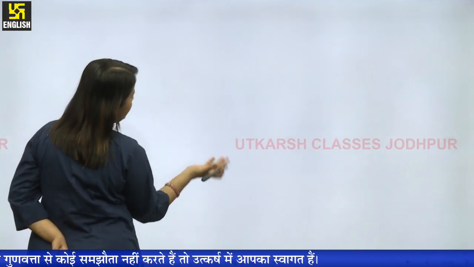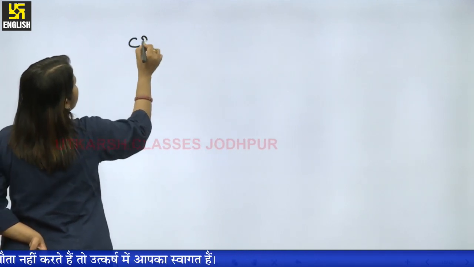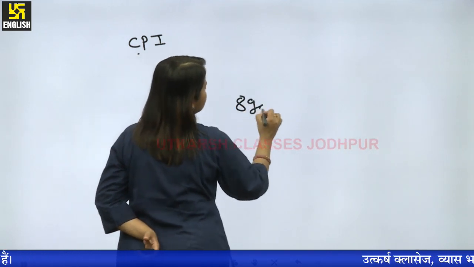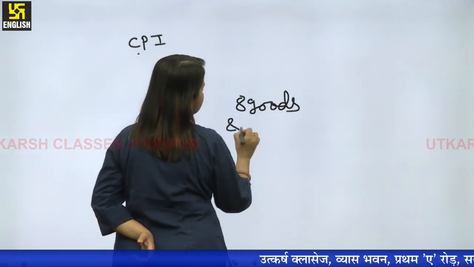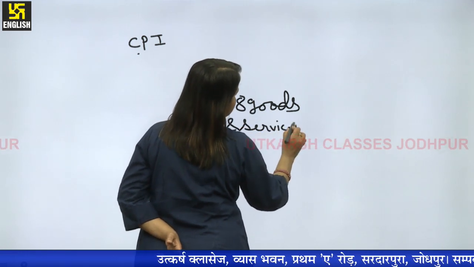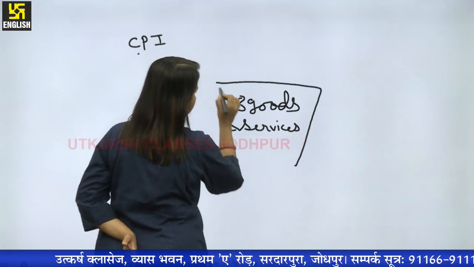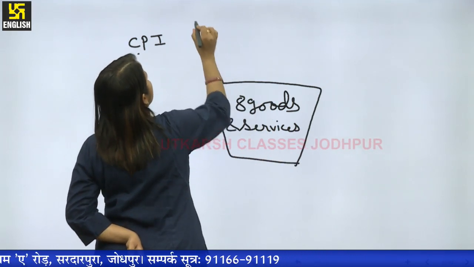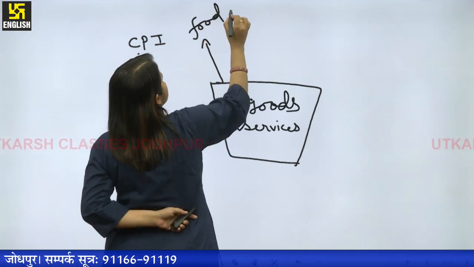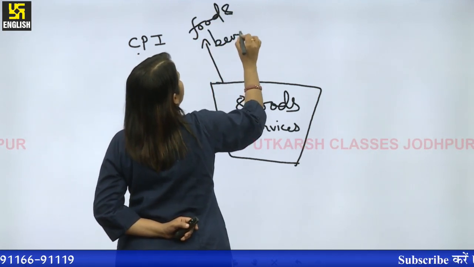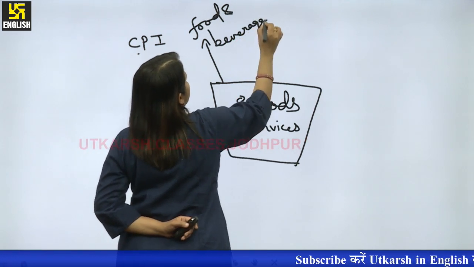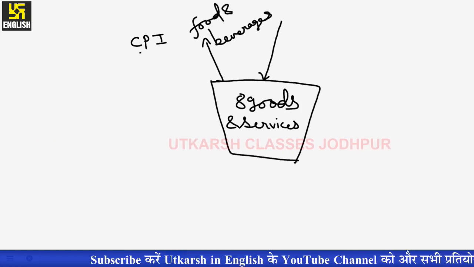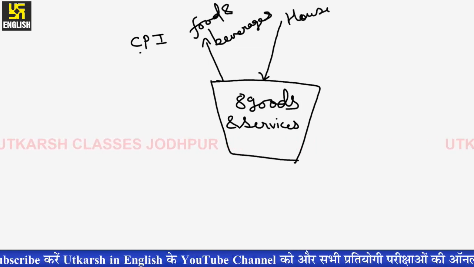CPI is a measure that examines the weighted average. It's called a basket of goods, and there are 8 goods and services in the basket of CPI. What are these goods and services? First, food and beverages. The second item in the basket of CPI is housing.